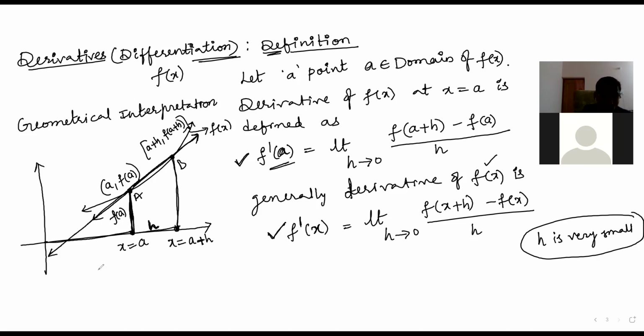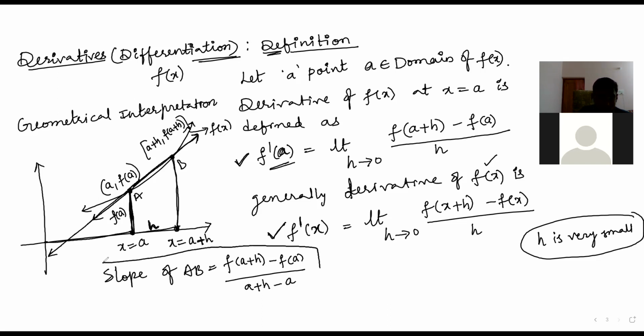Here you see the slope of AB. What is the slope of AB? Slope m equals y2 minus y1 by x2 minus x1, which is f of a plus h minus f of a by a plus h minus a. The a gets cancelled. This is the slope of AB, right?